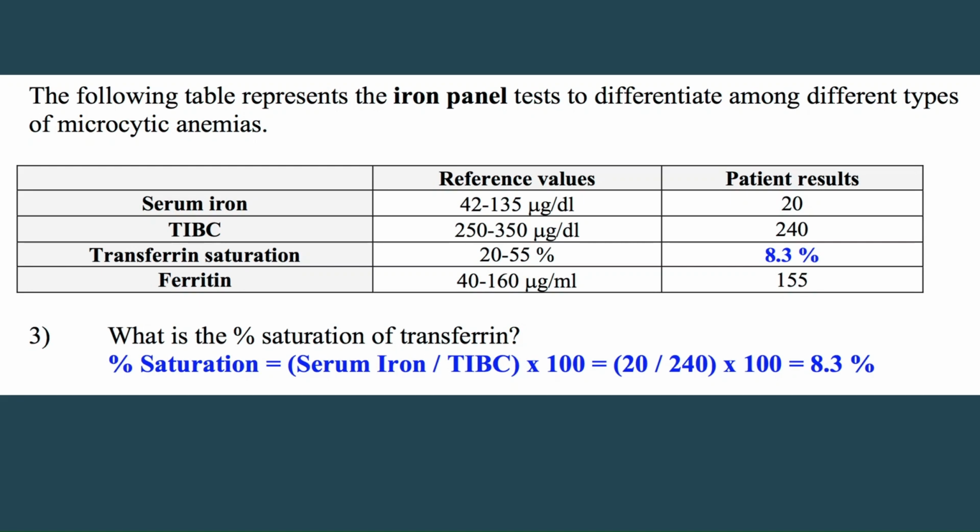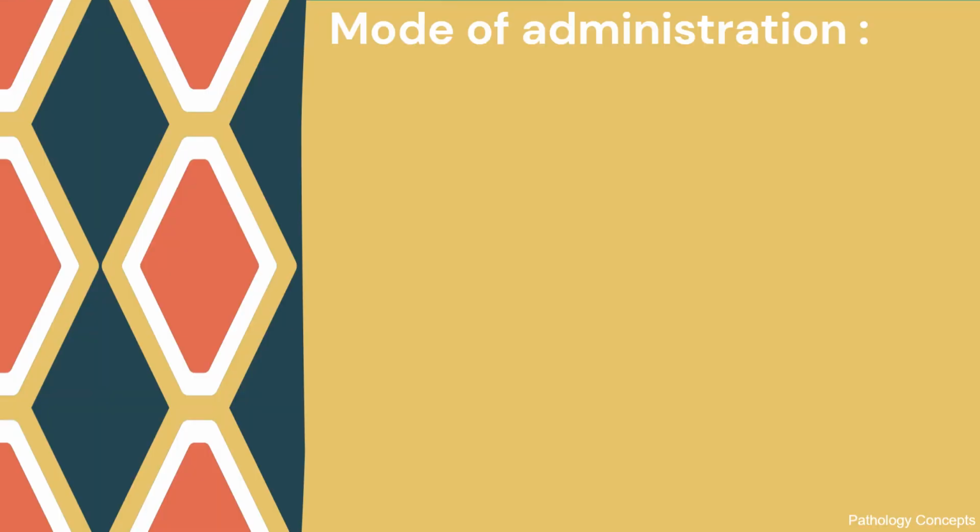The formula for transferrin saturation is serum iron upon TIBC into 100. Now let's understand the mode of administration of iron in case of iron deficiency anemia.